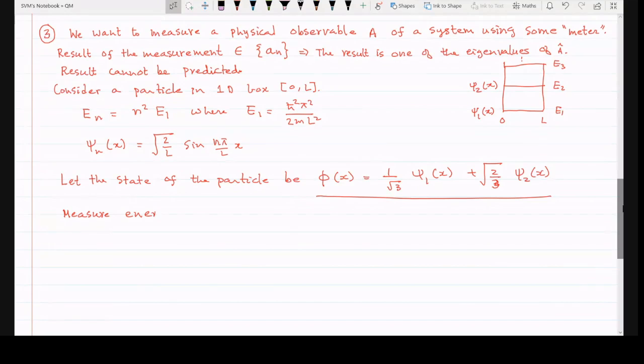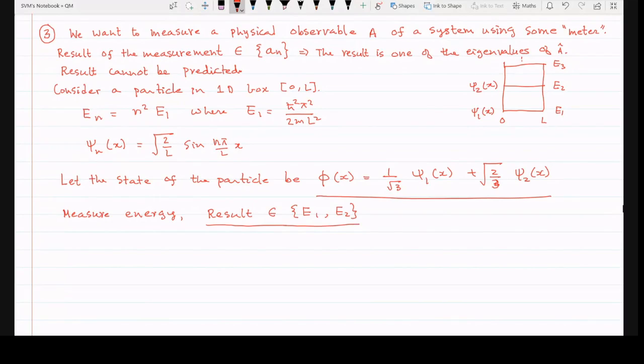Measure energy. Then what can you say about the result? We can say the result belongs to this set, because there are psi 1 and psi 2 in this, so it can be E1 and E2. You can say only this much. What is going to be the result? We cannot say a priori, we can only say a posteriori. In the sense, only after seeing the result, we can say whether it is E1 or E2. So the knowledge that we have is only this much, that it belongs to this.